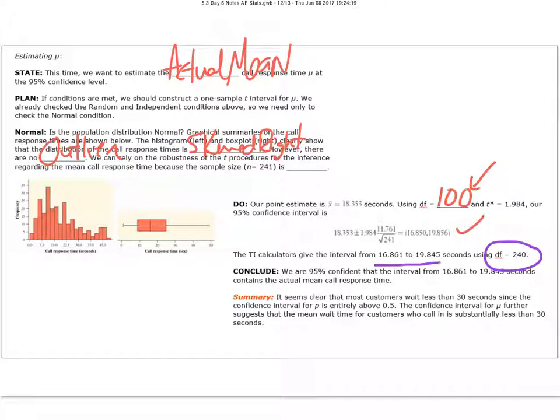Based on this, we can say we're 95% confident that this interval stated here actually contains the mean call response time. So in here, you can tell by our analysis that most customers do wait less than 30 seconds based either on the proportion or for our means.